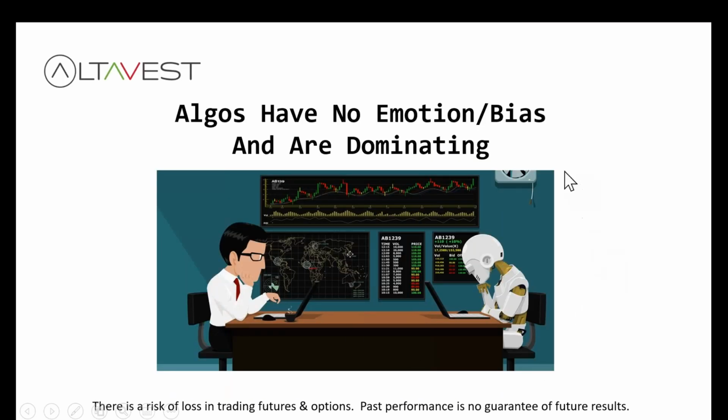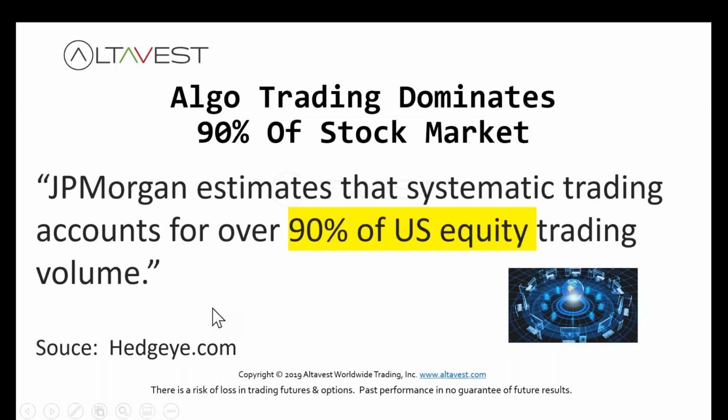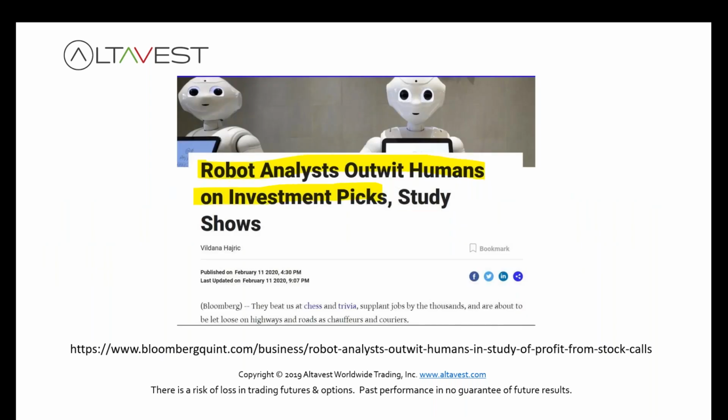And we're going to talk a little bit about algos and how they're dominating the marketplace. And part of the reason why is because they do not have emotion. Turns out what percentage of trading is machine driven? Probably more than you realize. 90% of US equity trading volume, according to JP Morgan, is dominated by high frequency trading, machine driven, program trading, you name it. Basically, it's not necessarily folks like us behind their monitors or using their apps for most of the volume. And even so, robots here, according to Bloomberg, they're outwitting their humans on their investment picks.